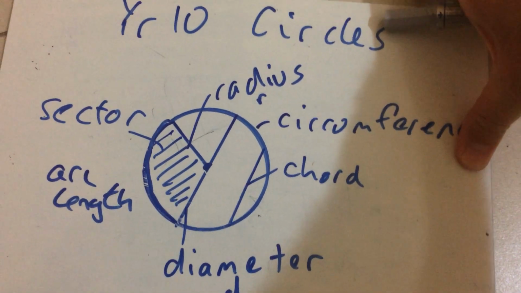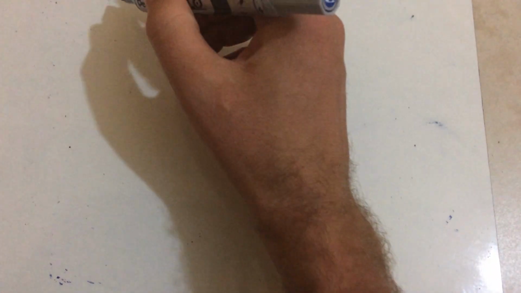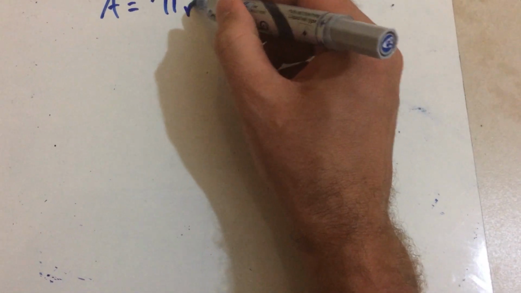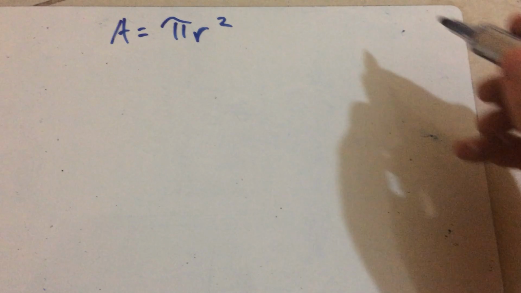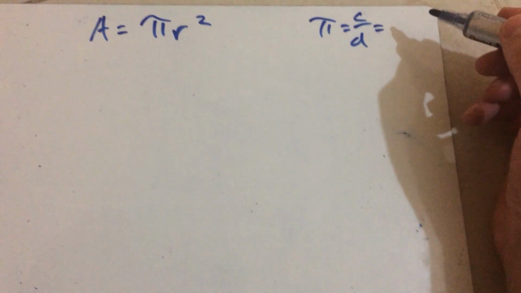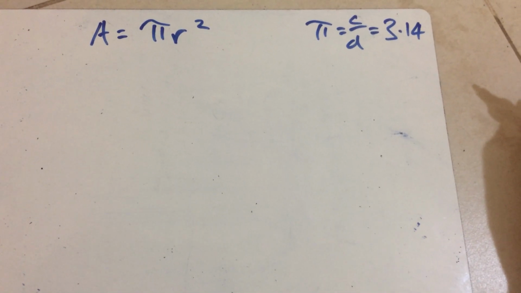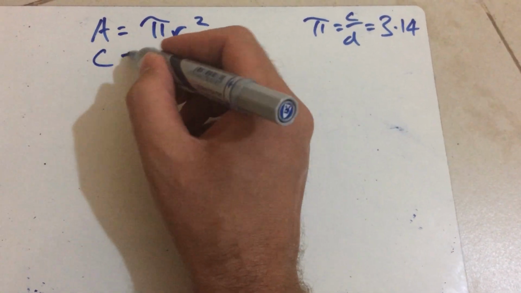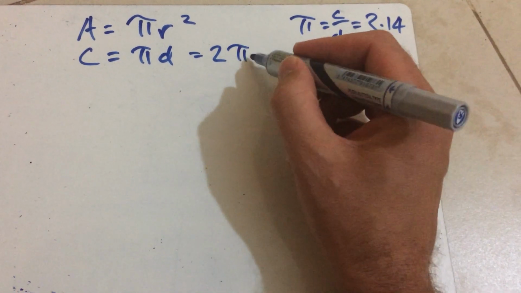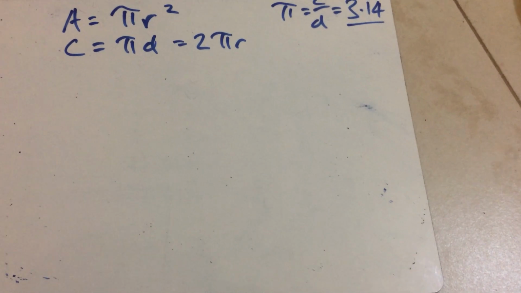So let's quickly turn this over and look at some examples. We must remember the area of a circle is pi r squared, so that's the radius squared. Pi being the circumference divided by the diameter, and for our purposes we'll use 3.14, but your calculator will have a button for that. The circumference is pi times diameter, or twice the radius times pi. Again, 3.14 will work well enough for us.